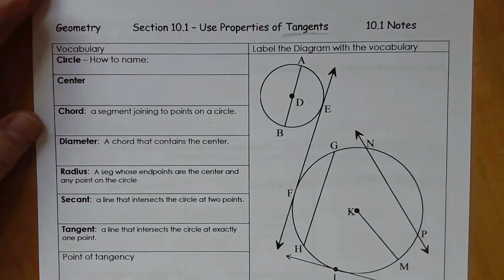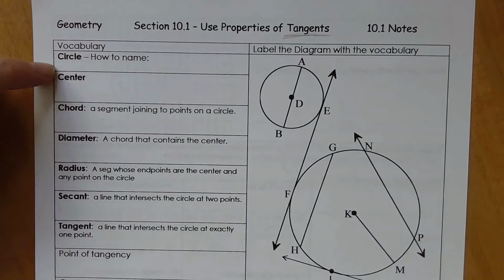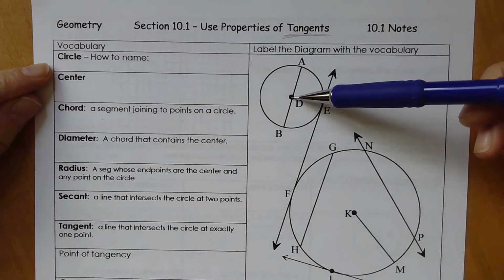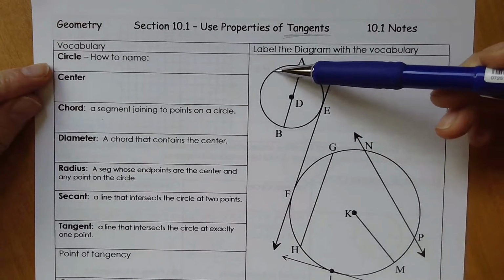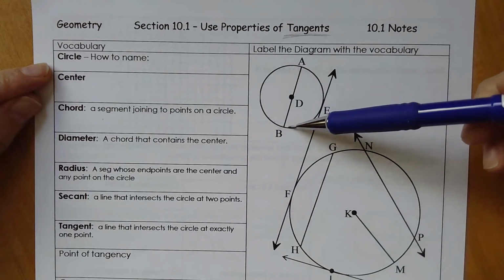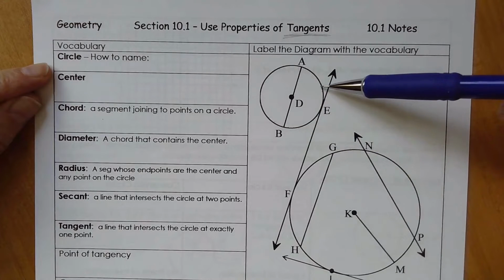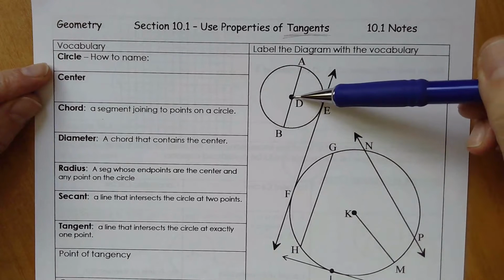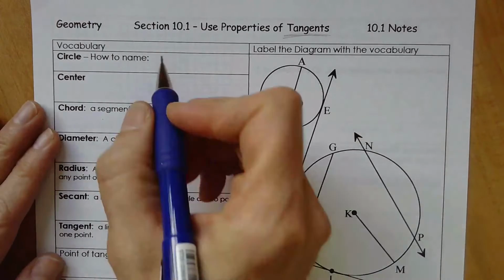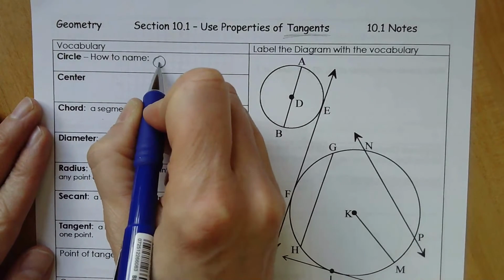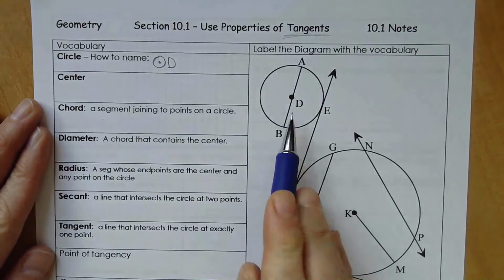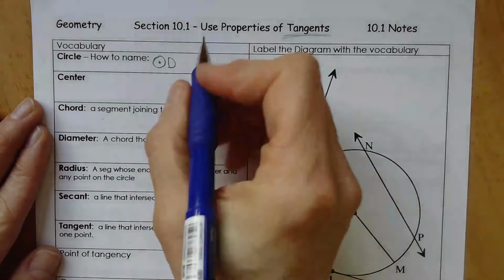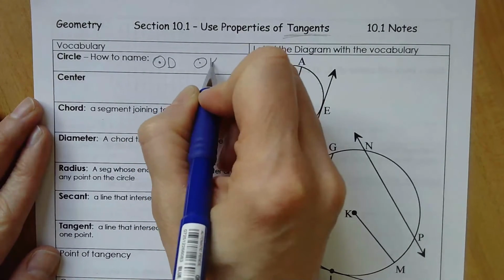All right, let's talk about some circle basics. A circle is defined as the set of all points that are equidistant from a center point. So think about all of these little points here, equidistant from the center. That's how we form a circle. When you name a circle, you always name it by its center. So circle D refers to this circle right here, the circle with the center of D, and this is circle K. It's a new symbol for us.